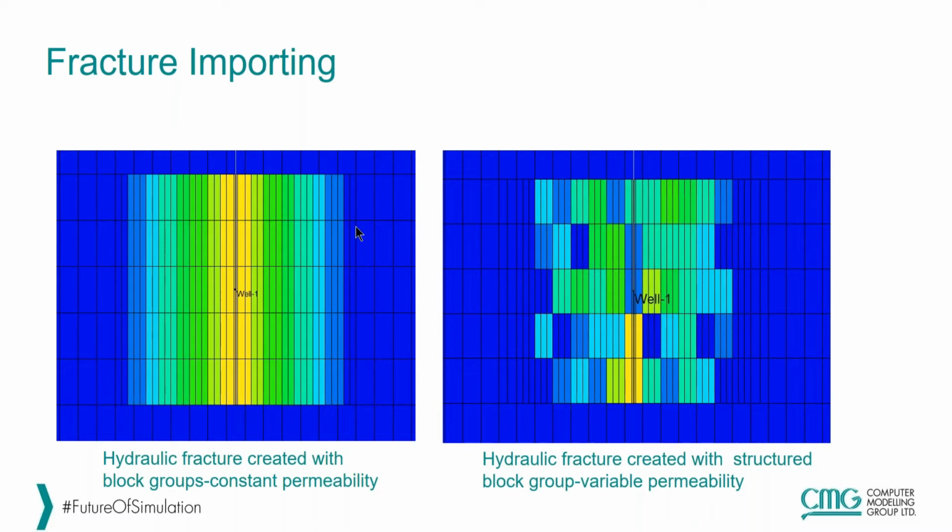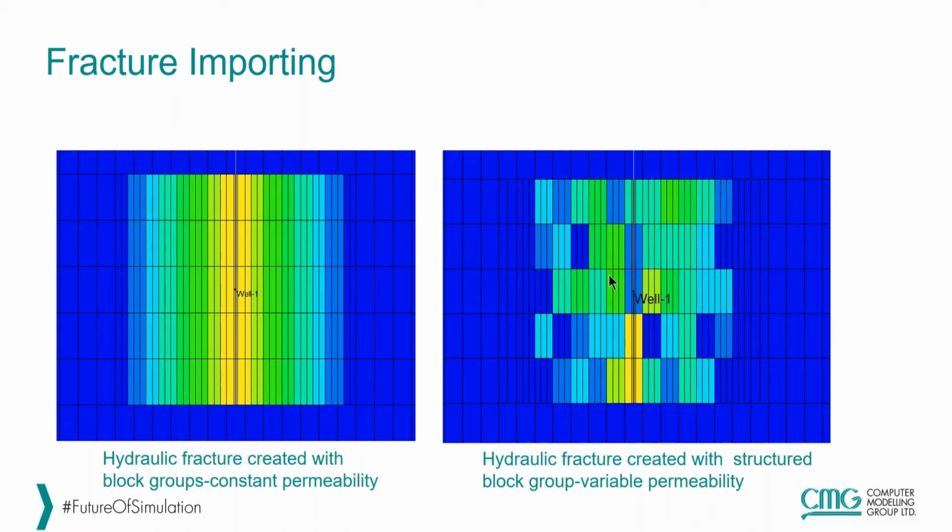It's a gun barrel view, so the well is going into the page. And what we can see on the left is we have a linear gradient conductivity here. So this might be something that was generated with CMG's planar fracs, because we can see it's just a correlation that's controlling the permeability or conductivity distribution within the fracture.